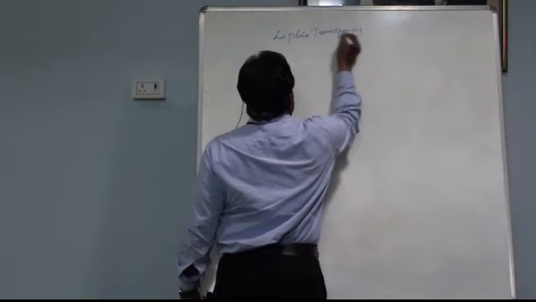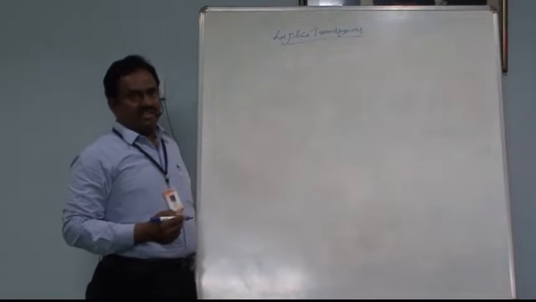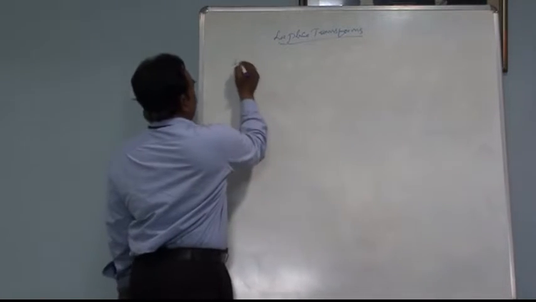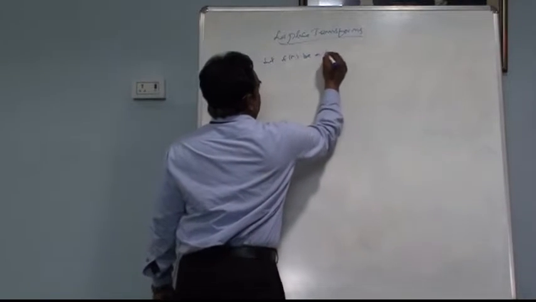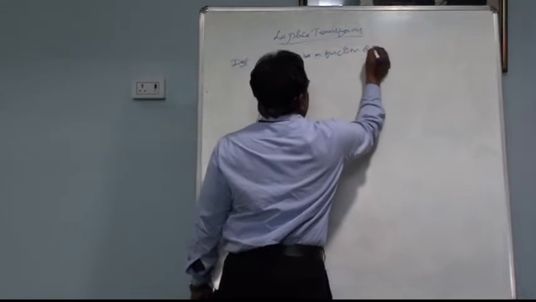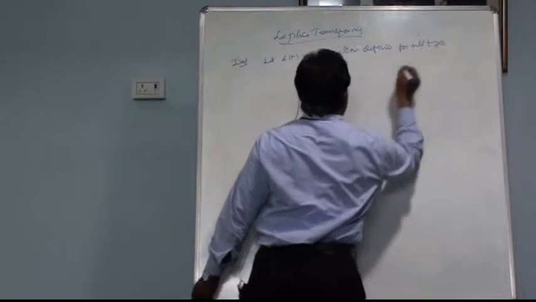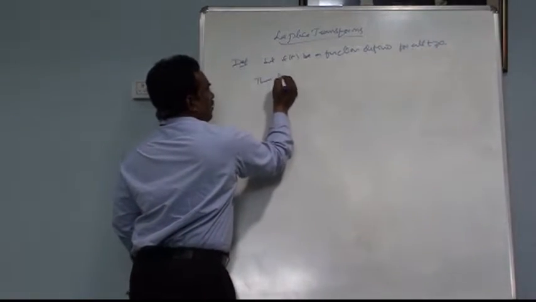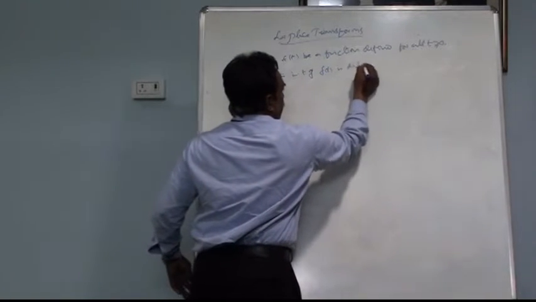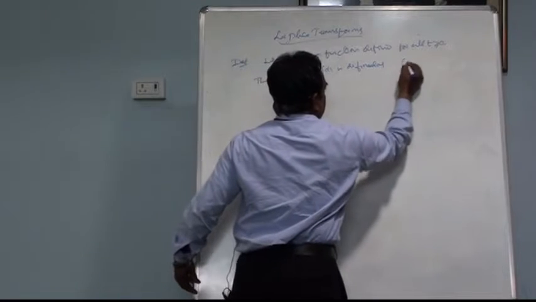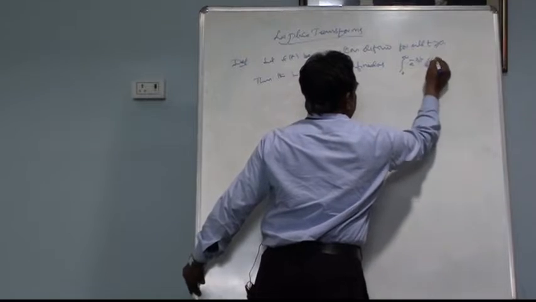Laplace transforms. What is meant by Laplace transform? Suppose f of t is a function defined for all positive values of t. Let f of t be a function defined for all t greater than 0, then the Laplace transform of f of t is defined as integral 0 to infinity e power minus st f of t dt.